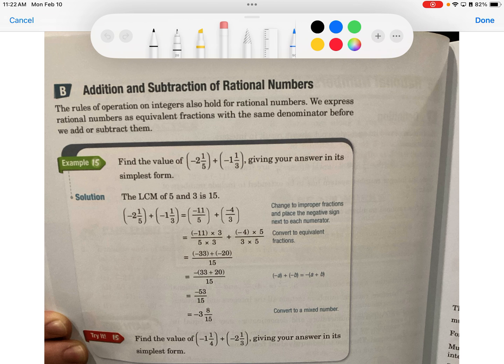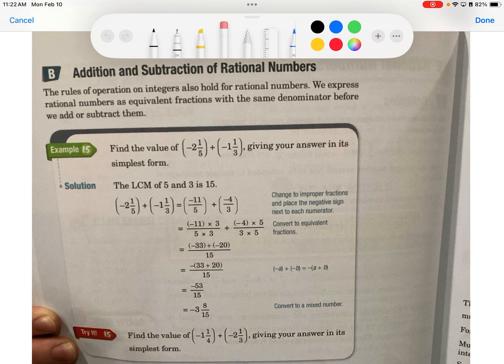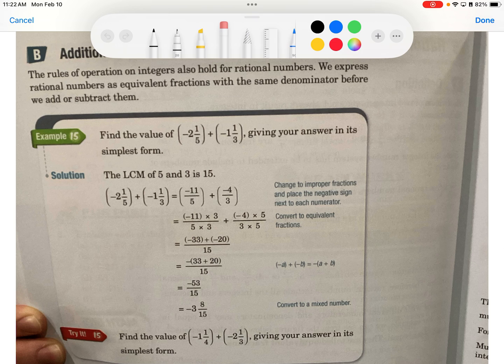So, for instance, find the value of negative 2 1/5 plus negative 1 1/3, giving your answer in the simplest form. So this is going to be a different way of adding and subtracting fractions because we're going to use what we have learned for the least common multiple.